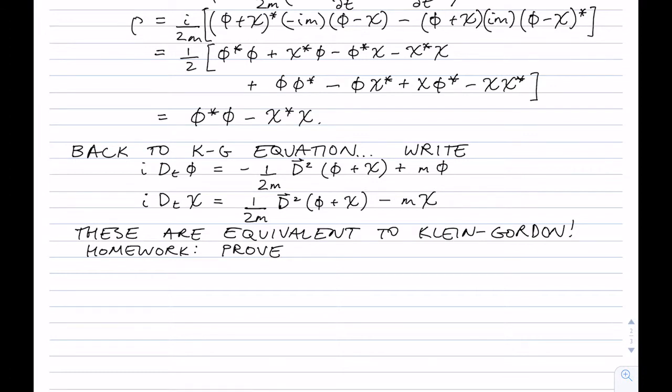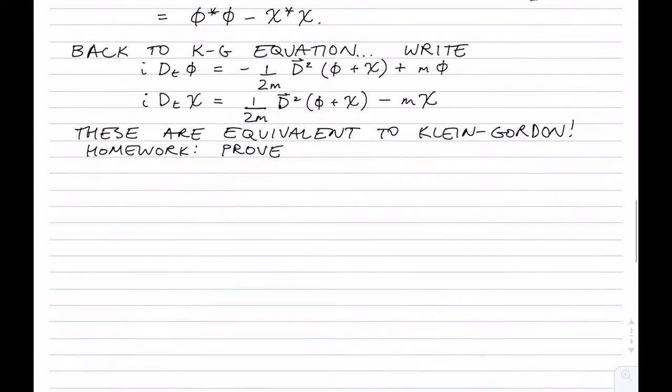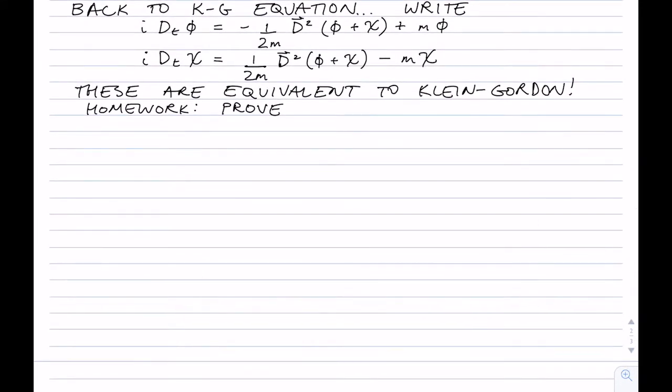And if you want a hint, then I would say subtract one from the other, and you will quickly come to the Klein-Gordon equation itself. Okay, so we've got these two equations, which I tell you are equivalent to the Klein-Gordon equation. And what we want to do is take these phi and chi, and we will couple them together into the big psi that we had before.